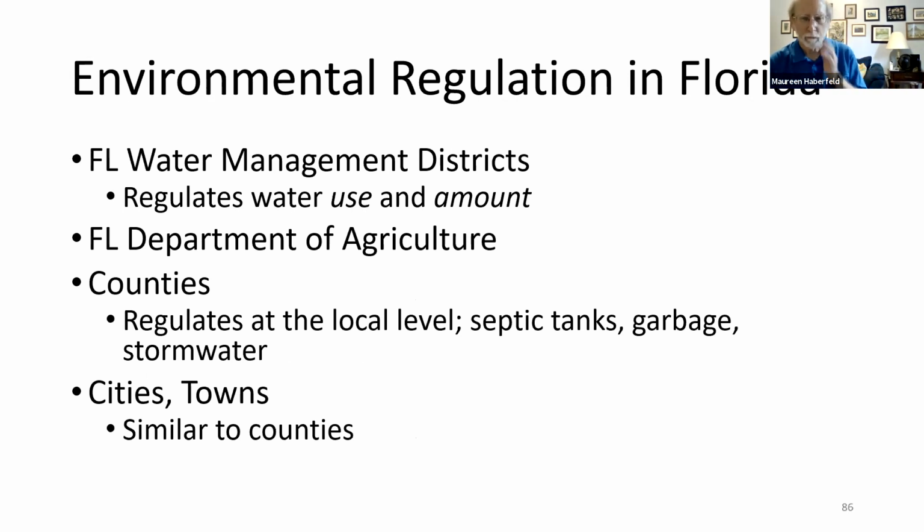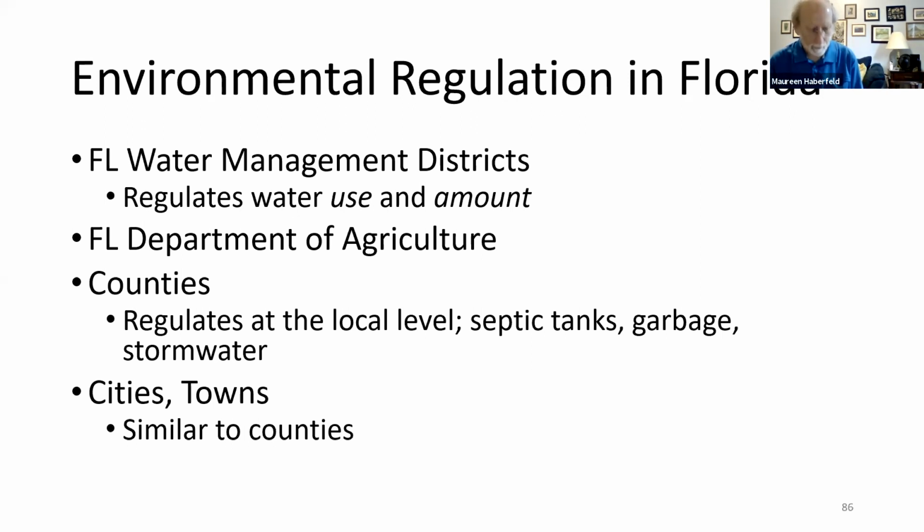In addition to what I've already given you, we have the Florida Water Management Districts. They are separate from DEP. They regulate the water use and amount of use. So as somebody asked last week, we were asking about bottled water. Who regulates that? The water management districts regulate the use of that water. The Department of Agriculture gets into the act. They regulate certain things. And then, of course, all our counties and our cities and towns have their regulations.